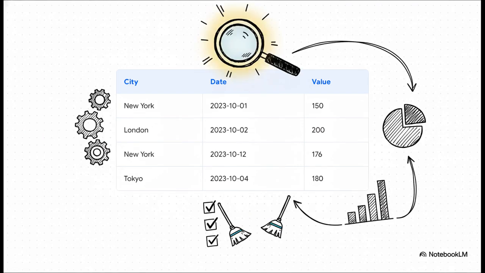But then, look at this. This is the magic of cleaning. After we do our thing, suddenly the missing values are handled, all the dates are in one standard format, and the categories are perfectly uniform. Now this is a dataset that's clean, reliable, and ready for some real analysis.